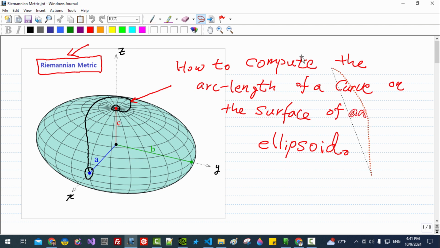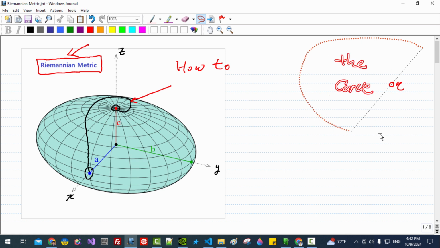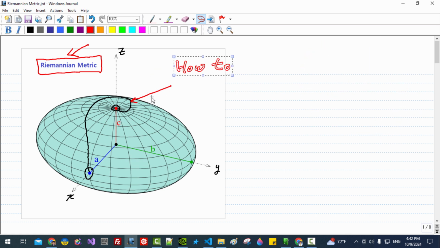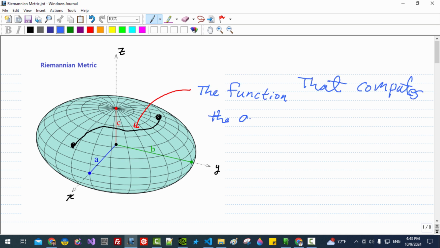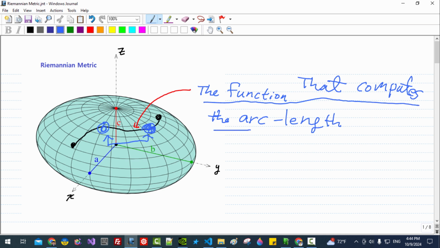In a few moments, I will explain the Riemann metric. I will delete these things. So, if you are given 2 points on a surface, on an arbitrary curve, you can get the function that computes the arc length between arbitrary 2 points on the curve. Because my algorithm returns a function that computes the arc length on this curve, we can compute arbitrary arc length.